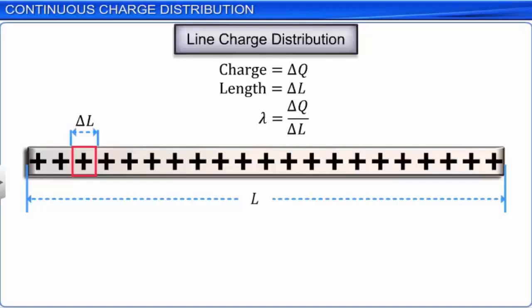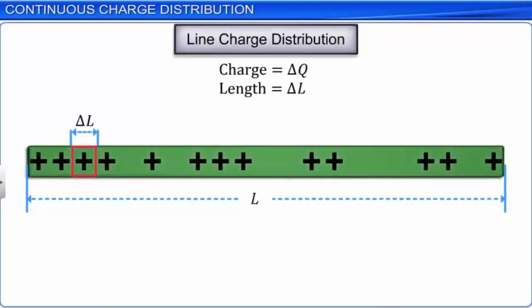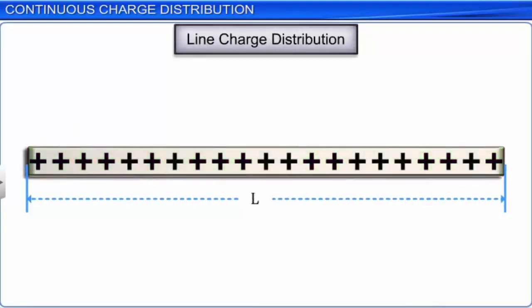If a line charge distribution is carrying a non-uniformly distributed charge, then its linear charge density, lambda, for an individual element is equal to delta Q by delta L. If a conductor of length L is carrying a uniformly distributed charge Q, then its linear charge density, lambda, is equal to Q by L.